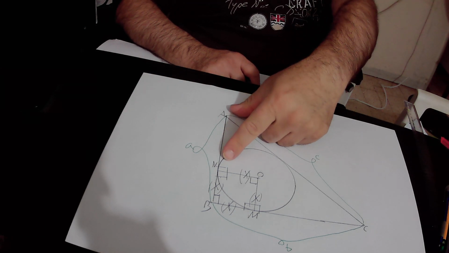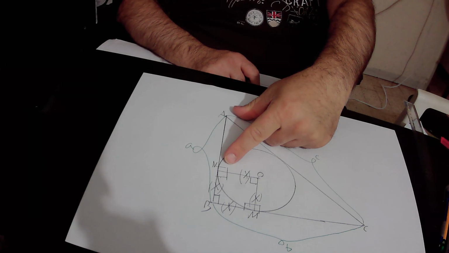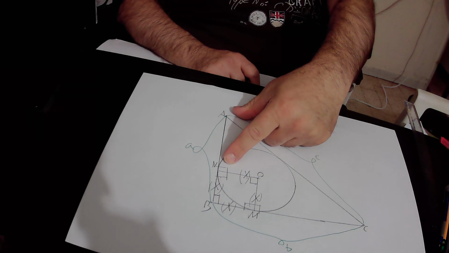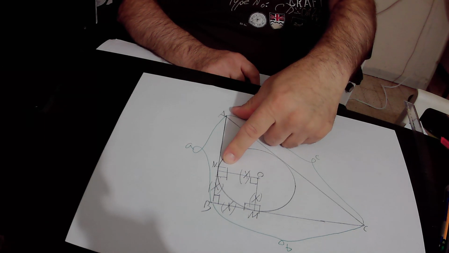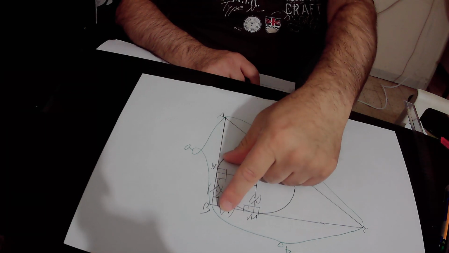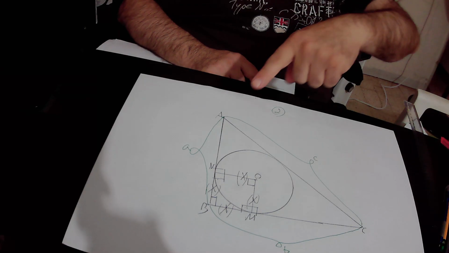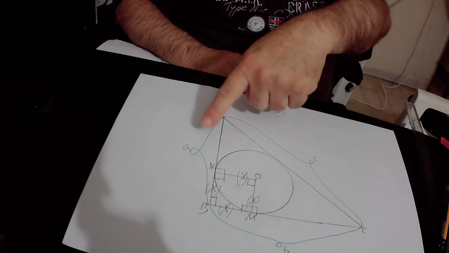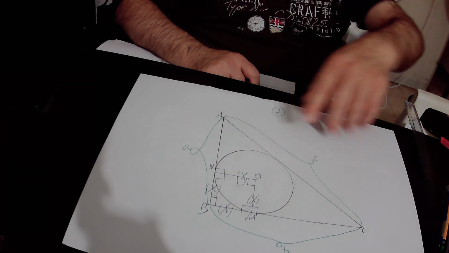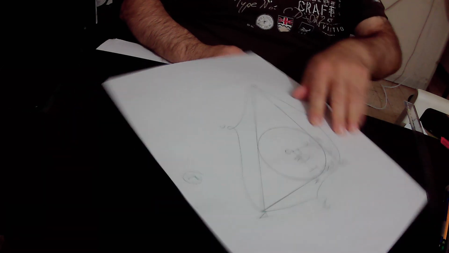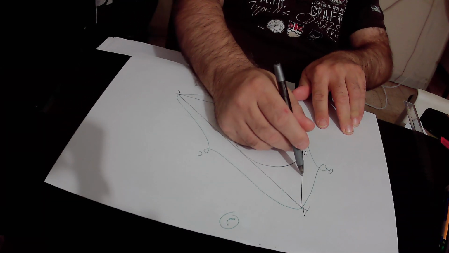What is the length of this line segment AN? It is very easy to see that AN equals AB minus NB. Again, AB minus NB equals AN. So AN equals AB, that is A, minus NB, that is X. So in total, AN equals A minus X.